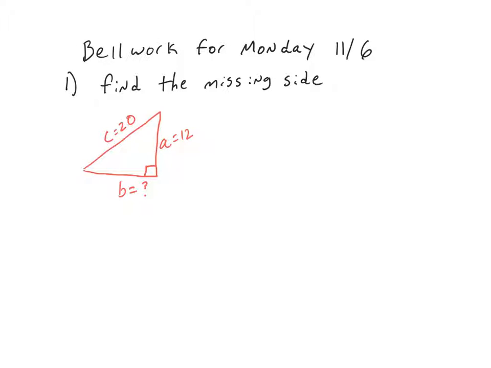So we're going to use the Pythagorean theorem, which is A squared plus B squared equals C squared. Let's just plug in the numbers. So we have 12 squared plus B squared equals 20 squared. Then we'll find out what 12 squared is. It's 144. 20 squared is 20 times 20, so it's 400.